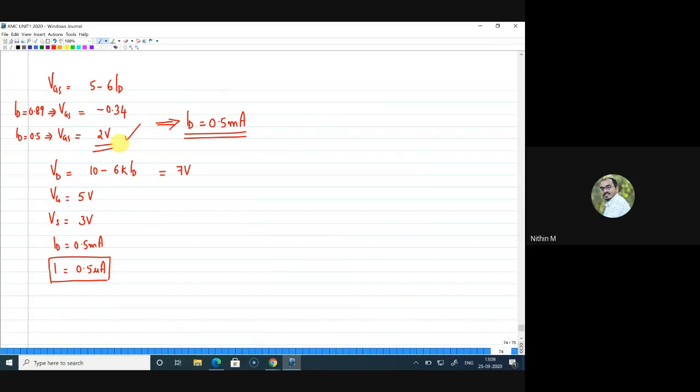You have to do that because we need to verify whether my VDS is greater than or equal to VGS minus VT. I forgot to tell this step. Or I can write VD should be greater than VG minus VT because both VD and VG are measured with respect to the source terminal. Now, what is my VD? VD is 7. I am checking whether 7 is greater than 5 minus 1. Yes, 7 is greater than 4 and hence it is in saturation.